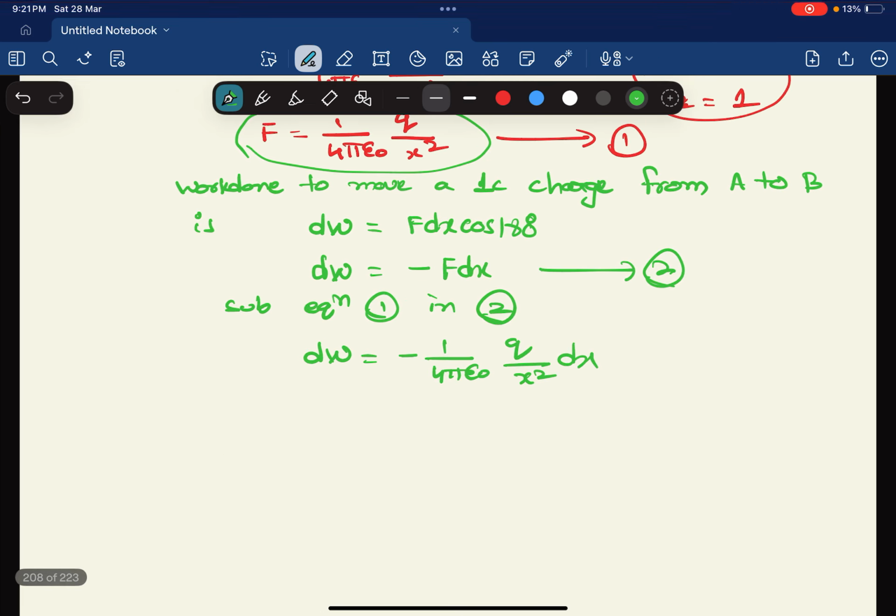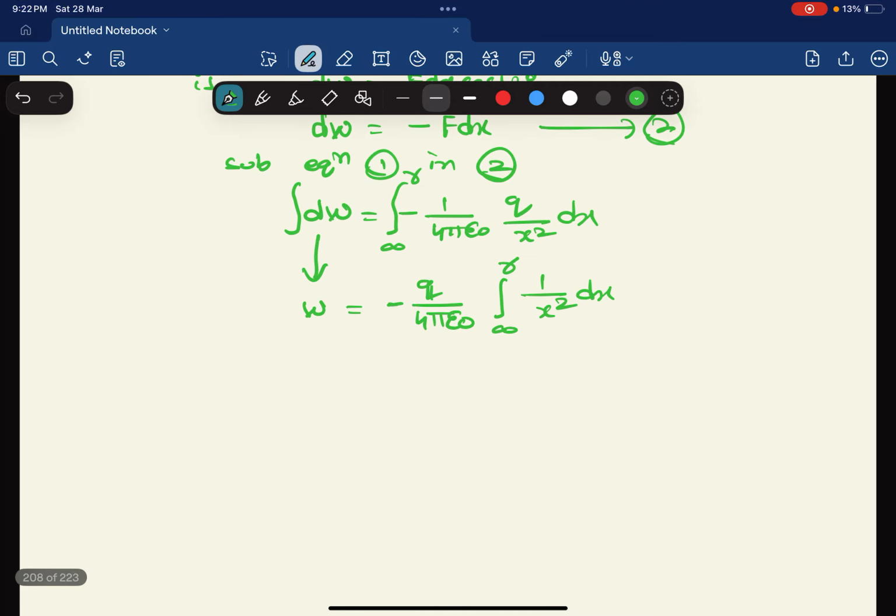Now I'm going to integrate this equation, so the integral limits are from infinity to R. We know that integral dW is nothing but W. The constant terms I'm taking outside: minus 1 by 4 pi epsilon naught into Q. The rest of the equation is integral from infinity to R of 1 by x square into dx. This 1 by x square we can write as x power minus 2, so minus Q by 4 pi epsilon naught into integral infinity to R x power minus 2 dx.